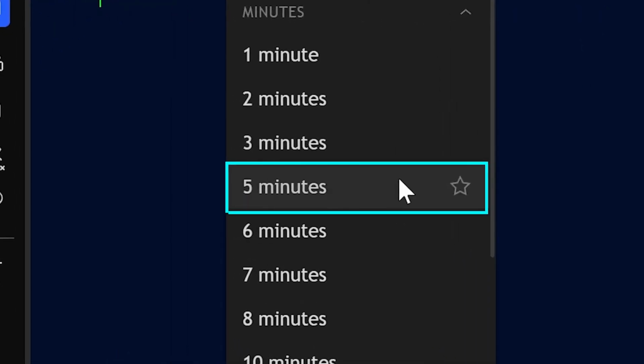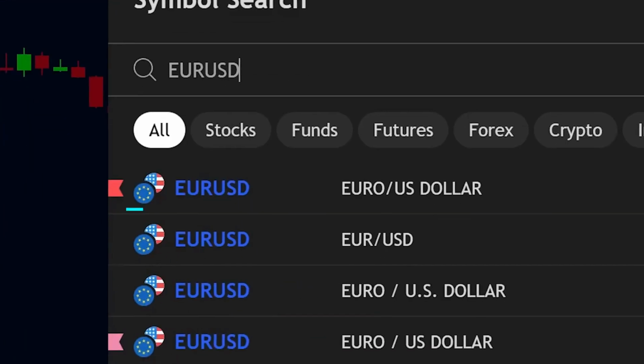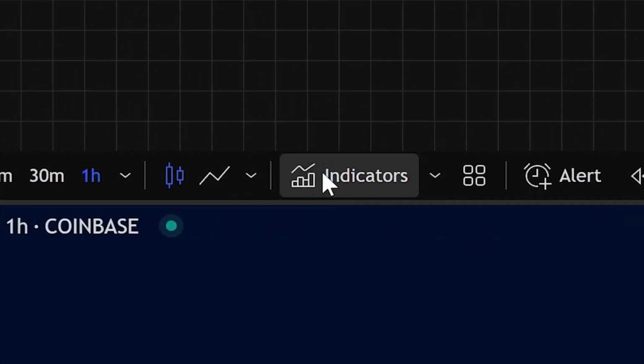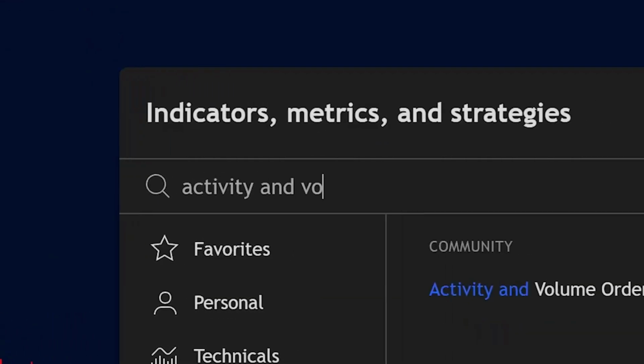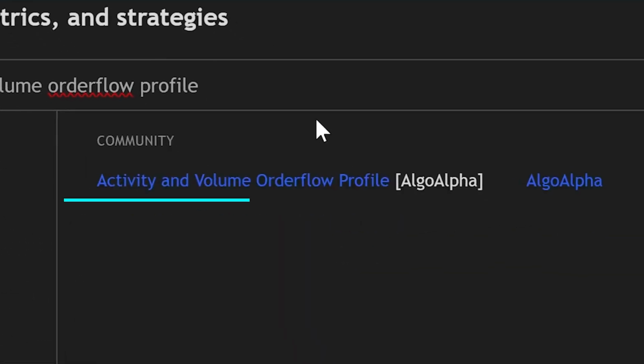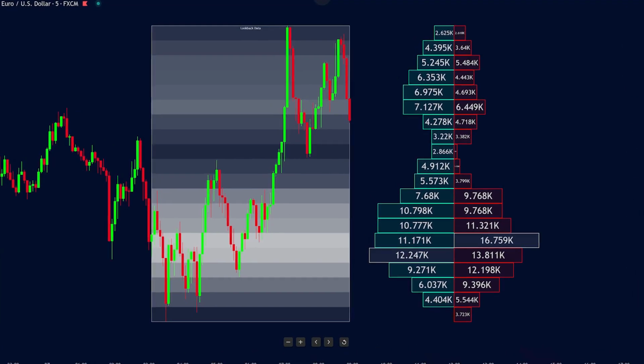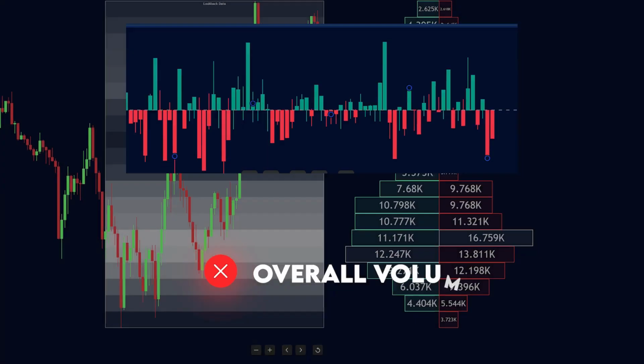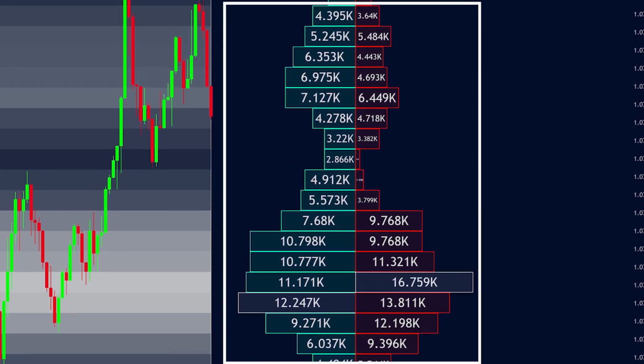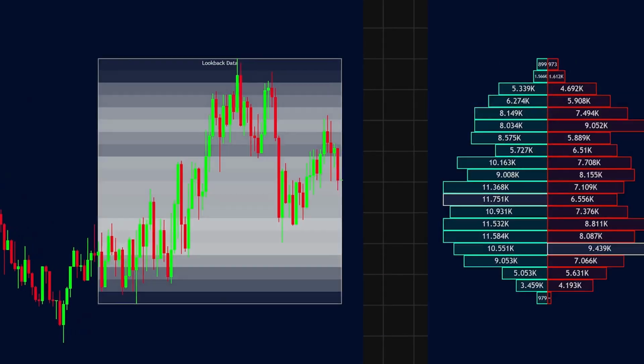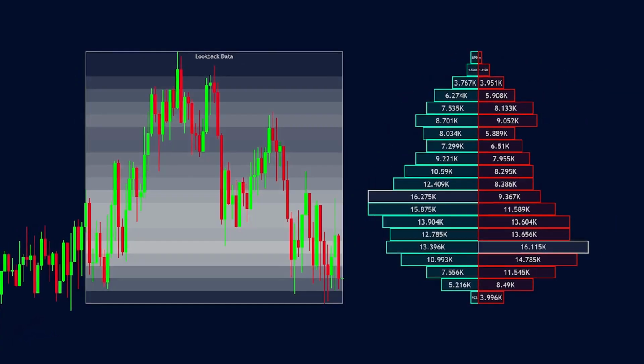I'm using the 5-minute time frame on USD, but this works on any time frame and market. Click on indicators and type in activity and volume order flow profile. Make sure you select the one by Algo Alpha. This indicator doesn't just show you overall volume, it also breaks down the actual buying and selling pressure at each price level. It's like having X-ray vision into what's really happening behind price movements.